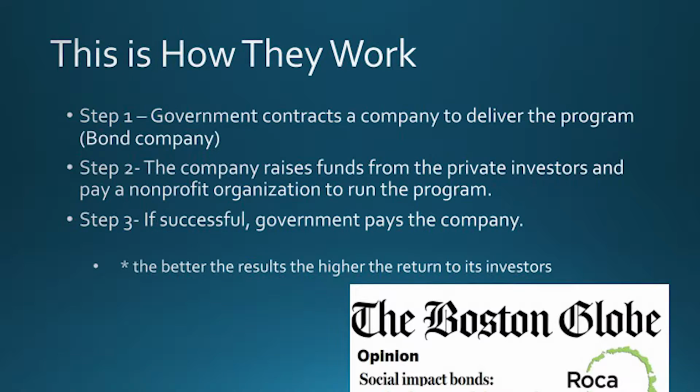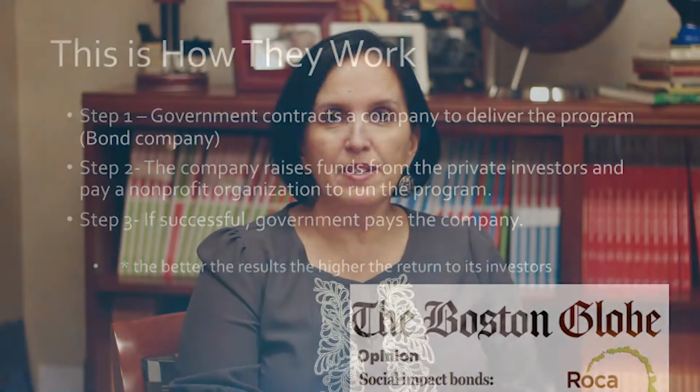So this is how they work. There are 3 steps. Step 1, the government contracts a company to deliver the program. That's called a bond company. Step 2, the company raises funds from the private investors and pays a nonprofit organization to run the program. Step 3, if successful, the government will pay the company. The more success the company has, the more the government pays them. So basically, the better the results, the higher the return to its investors.